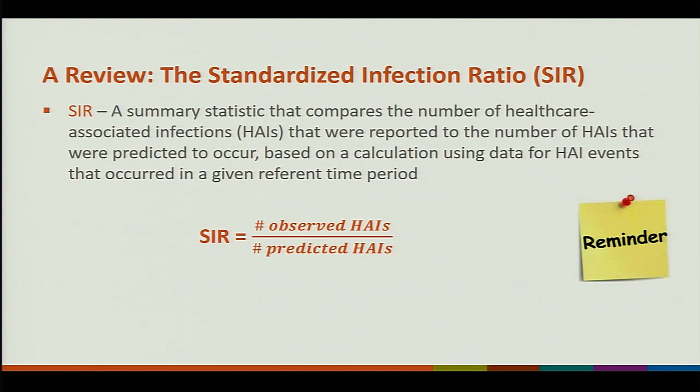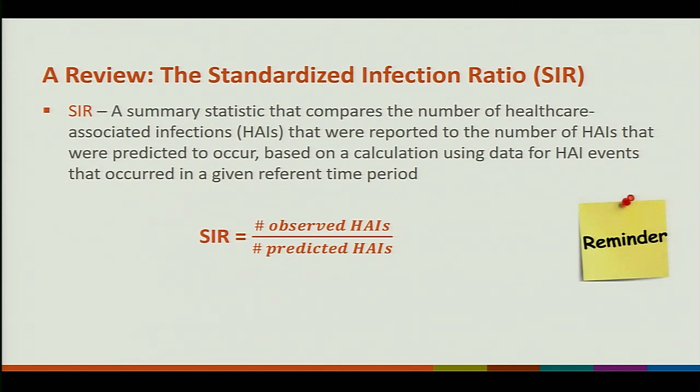So here's a little review of the standardized infection ratio, or the SIR. The SIR is a summary statistic that compares the number of healthcare-associated infections, or HAIs, that were reported to the number of HAIs that were predicted to occur. This is based on a calculation using data for HAI events that occurred in a given referent time period. The SIR is the number of observed infections divided by the number of predicted infections.